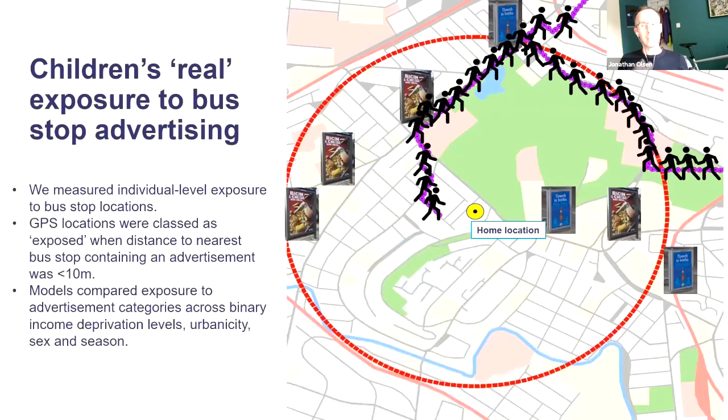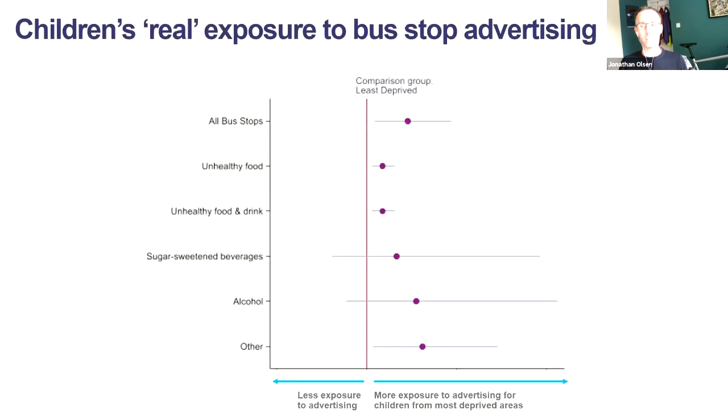So we used the Spaces GPS data to measure the individual level exposure. And as you can see from this little graphic, which tries to simplify what we did, we were able to see children move past it. So this is the GPS track and the little person, and whether they moved past a bus stop and therefore were classed as exposure. There's a lot more techie detail, but I'm not going to go into that now. But basically, the more GPS points, the greater exposure they would have, and then to which advertisements were there.